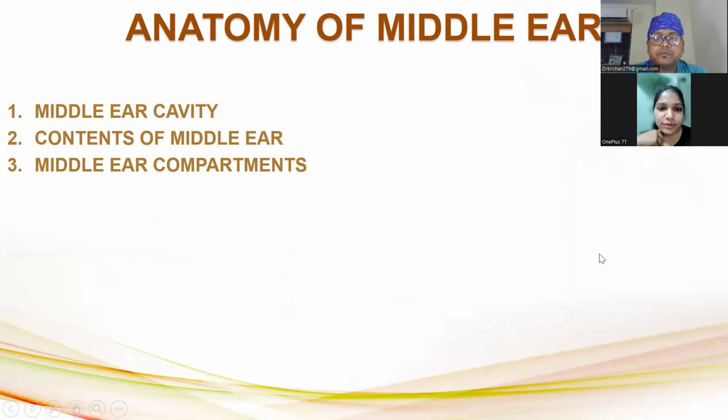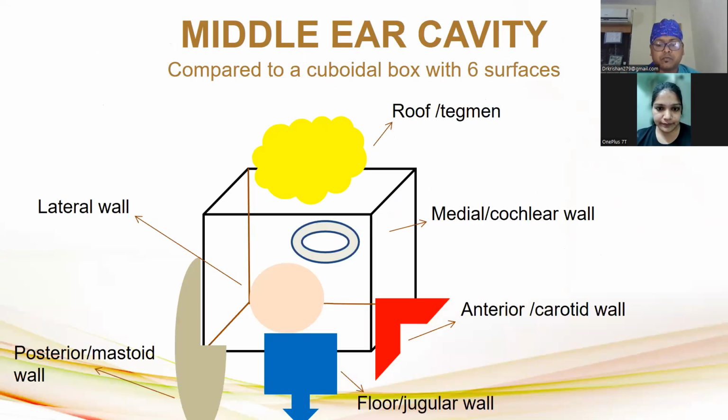Okay. Anatomy of the middle ear. In this topic, we're going to see first the middle ear cavity, what are the contents of the middle ear, and what are the various compartments of the middle ear. See, this is a six-sided box which is showing the proper middle ear cavity.